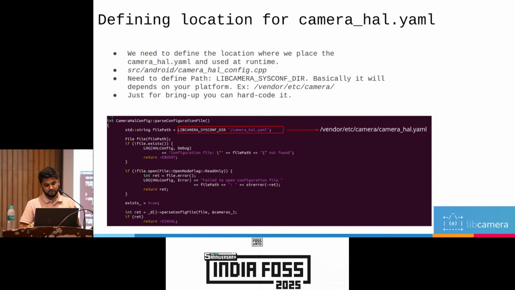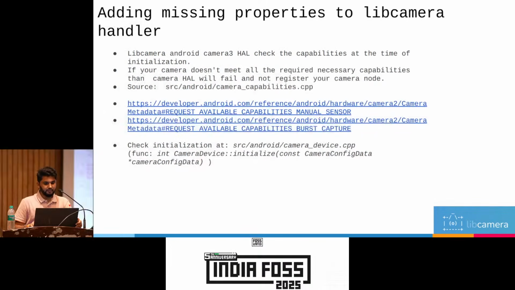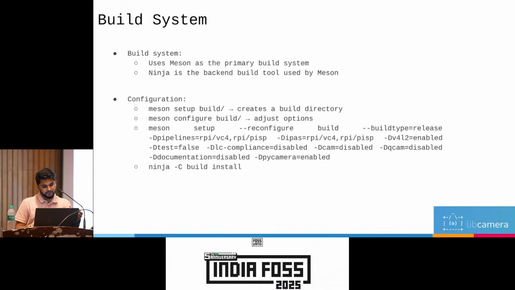So this is just the core implementation, and this is the camera capabilities slide, where all the capabilities initialization will happen. If anything is missing, you can add it there. And this is just the build system, which uses the Meson build system, and the backend has Ninja.